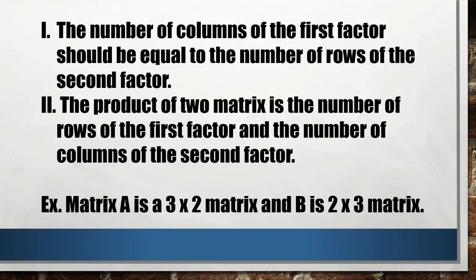For example, matrix A is a 3 by 2 matrix and B is a 2 by 3 matrix. We can find the product of these two matrices because the number of columns of matrix A is equal to the number of rows of matrix B, which is 2. And the product is a 3 by 3 matrix because the number of rows of matrix A is 3 and the number of columns of matrix B is 3.